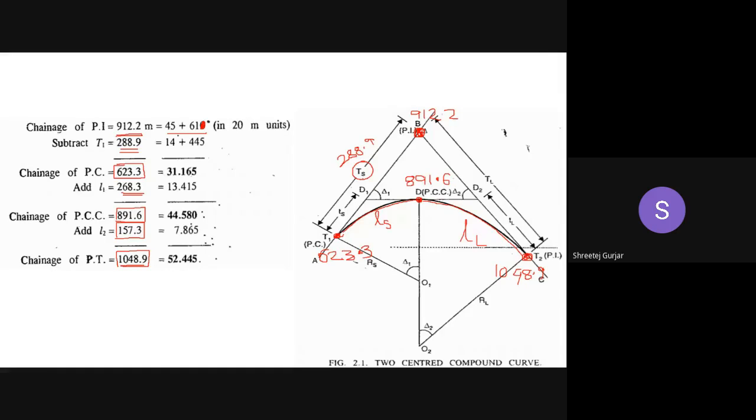I hope you have understood this particular numerical. Now we will solve one easier numerical, your third numerical. This is a very easy numerical compared to your second one. So we will go through the problem statement.